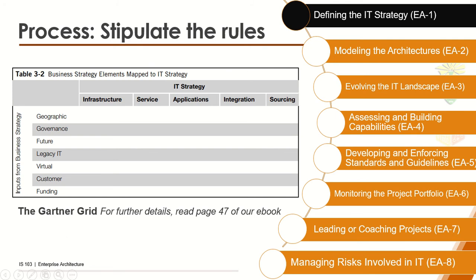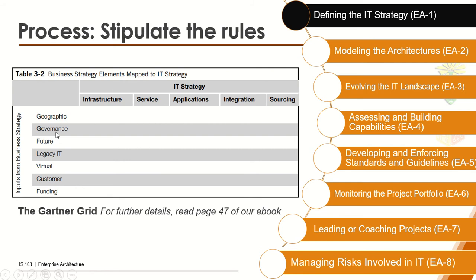So kani nga mga list, kani siya nga grid ginalista ni ang tanan inputs from the business strategy that can have impact on the IT and therefore must not be neglected. So ang seven inputs from the business strategy are spelled out as follows. We have geographic. This is about the expansion and national and international distribution of the enterprise.